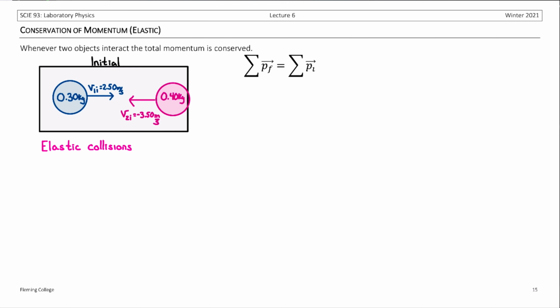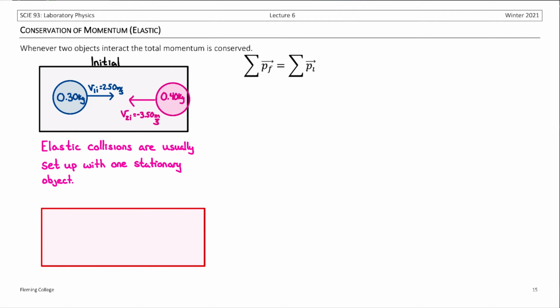What about a perfectly elastic collision? Elastic collisions are usually set up with one stationary object. So if we had objects of 0.30 kilograms at rest and an object of 0.40 kilograms with a velocity of negative 6 meters per second. In this situation where we have one stationary object and one moving object, the textbook gives us some equations.